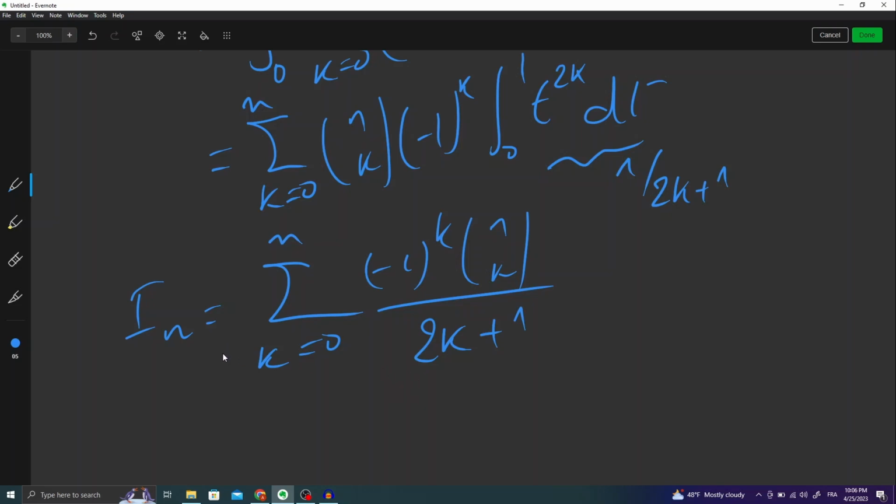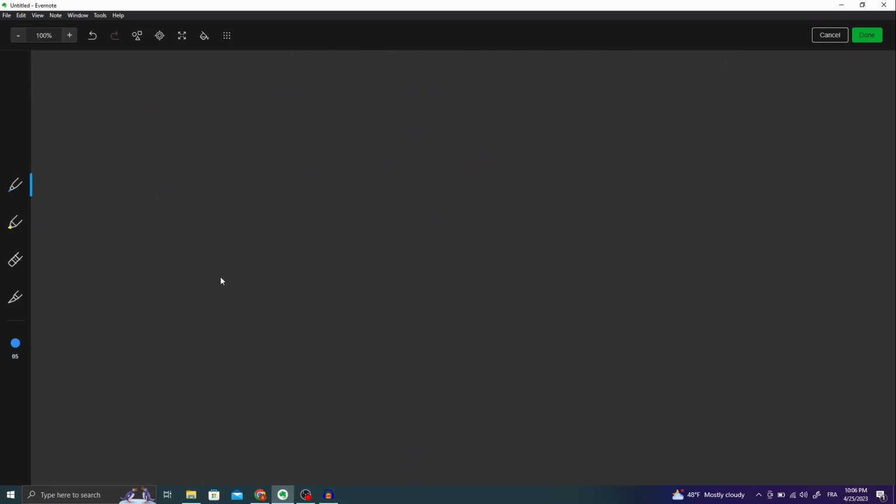Okay, is there a possibility to find the exact value of I_n? Actually, there is, and we can do that. How? Okay, let's remember that I_n, we found out, is the integral from 0 to 1 of (1 minus t squared) to the power of n dt, right? And now what we can do is try to find a recursive relationship between I_n and I_n minus 1.